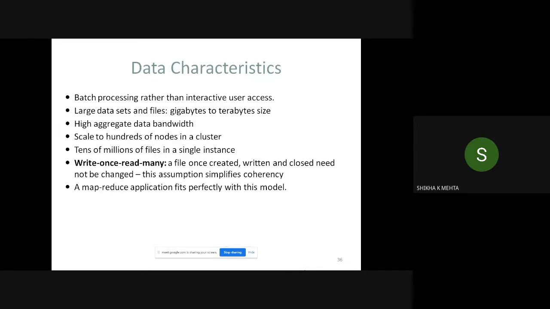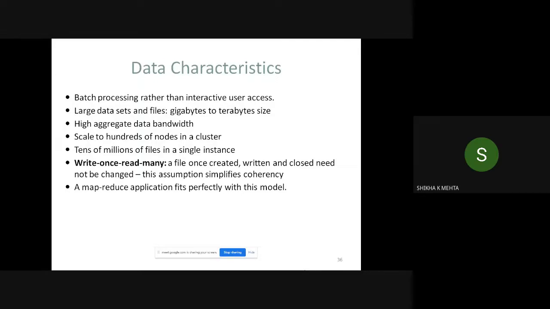If we understand the data characteristics, in Hadoop, as we have already discussed, it is a batch processing system rather than interactive user access. So it can process large sets of files, from gigabytes to terabytes, whereas the limit of the RDBMS is up to gigabytes. That means if the size of data is more than gigabytes, we should go for Hadoop.